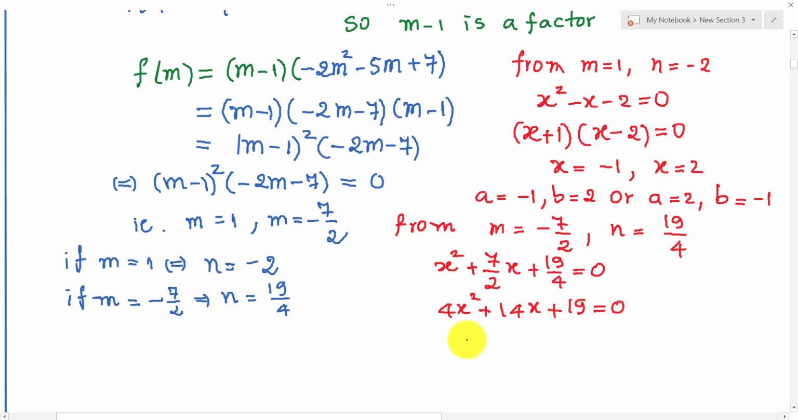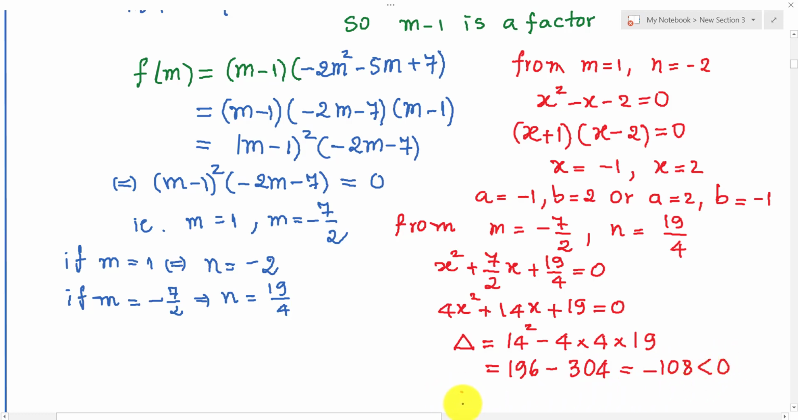So we use discriminants. We get delta equal 14 squares and minus 4 multiply 4 and multiply 19, and we get 196 and minus 304. Okay, is equal minus 108, is negative, so it's not a real root.